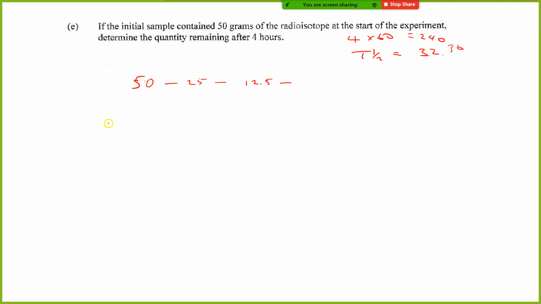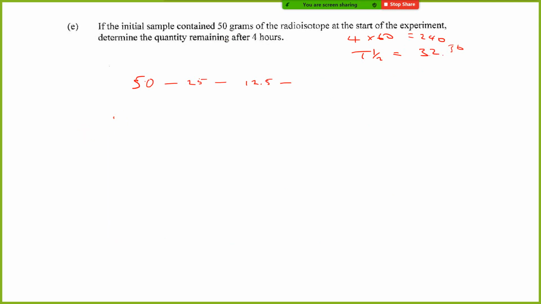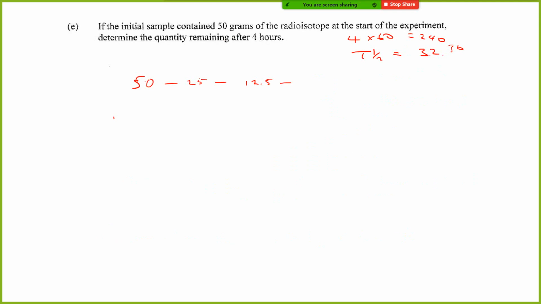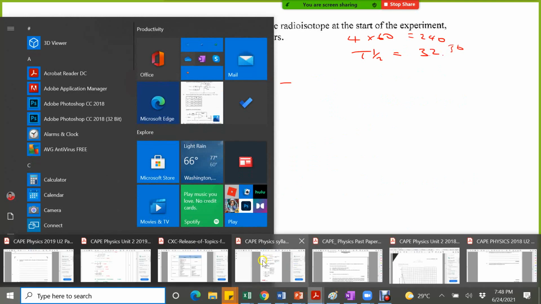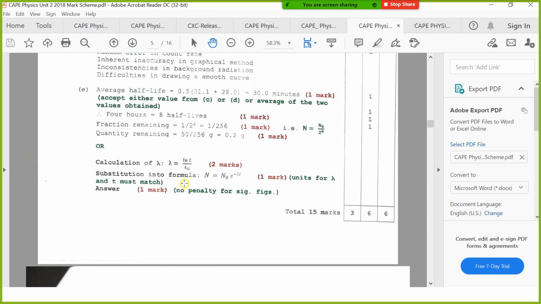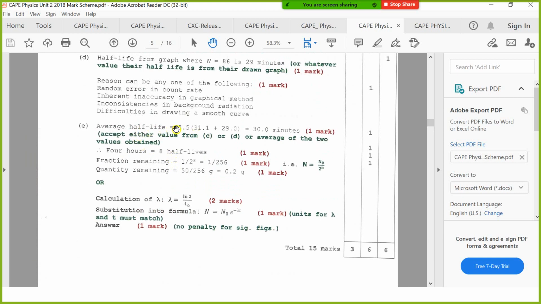All right. Let's try it this way. Let me see here. I know the half life technically, based on how they did it. They show several ways. Based on their calculation for the half life, their half life was about 30 minutes.